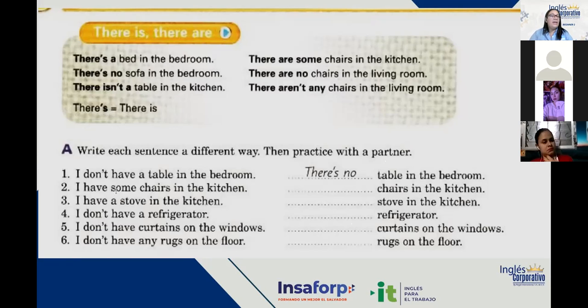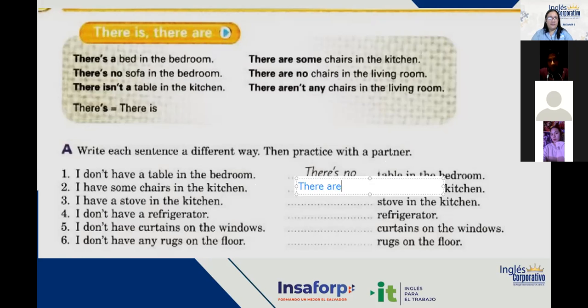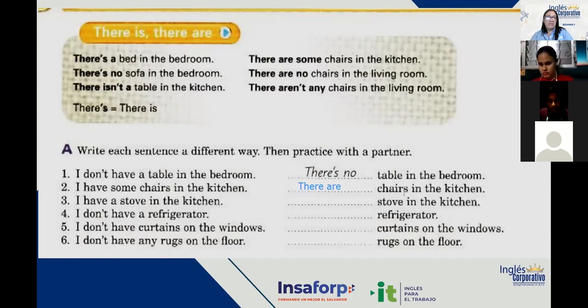So, I have some chairs in the kitchen. Ajá, aquí cómo nos quedaría. There are, is for plural. There are chairs. Some chairs in the kitchen. Si le queremos agregar el some, right? Yeah. There are some chairs in the kitchen.